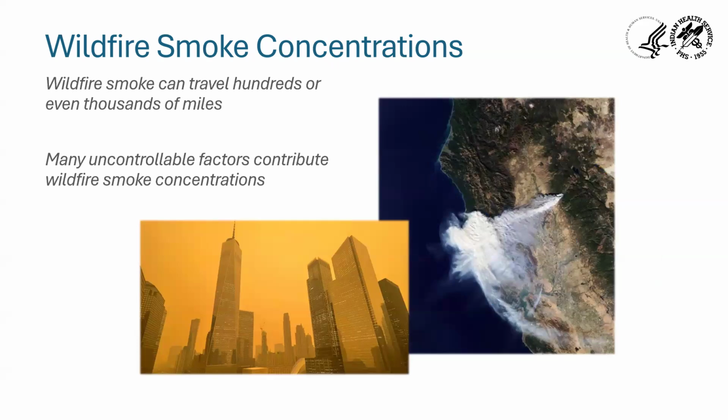Wildfire smoke concentrations, just to give you an idea of how hard it is to predict if you're going to be affected by wildfire smoke. It can travel hundreds or even thousands of miles. And there are many uncontrollable factors that contribute to the smoke concentrations in your area, such as wind direction, speed, weather, terrain, the proximity to the fire, and also the time of day. This emphasizes the importance of preparedness, even if you're not in a wildfire-prone area. For instance, in this picture of New York City, you don't really hear about fires, but there were some large fires in Canada that caused smoke to travel. They were seeing wildfire smoke in New York City, even.